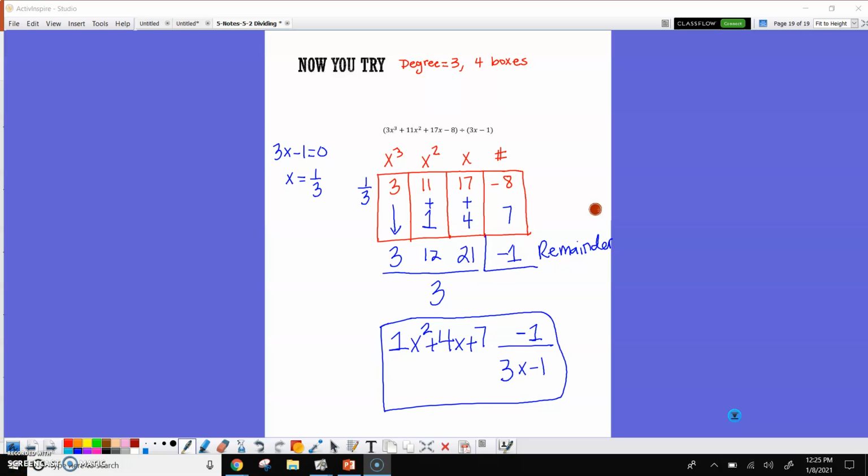Okay, so that is synthetic division. If you have any questions, make sure you let me know during class.